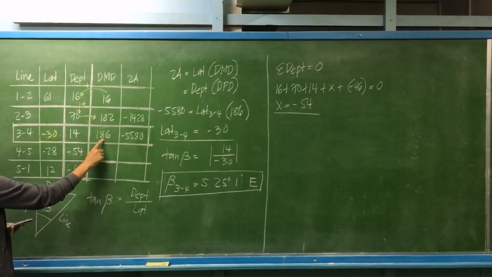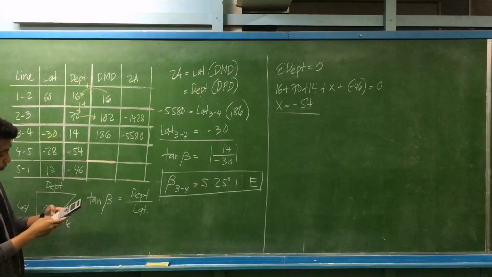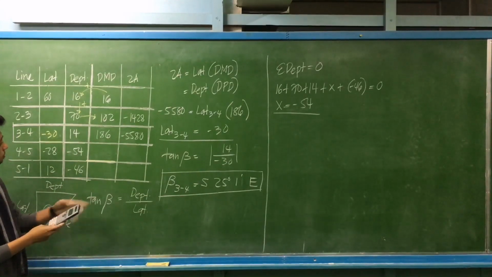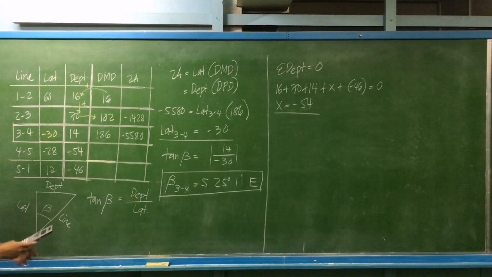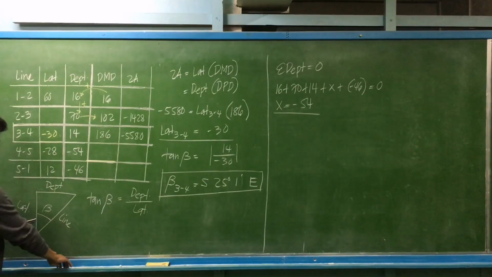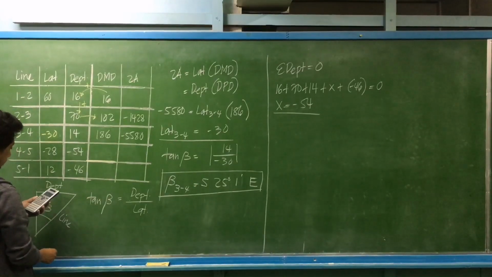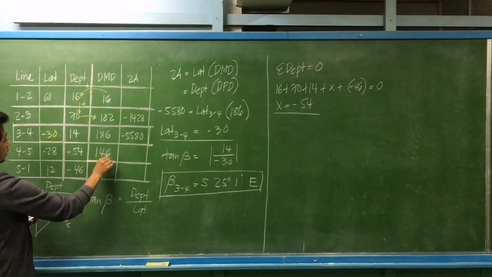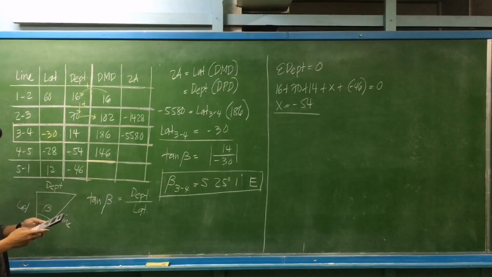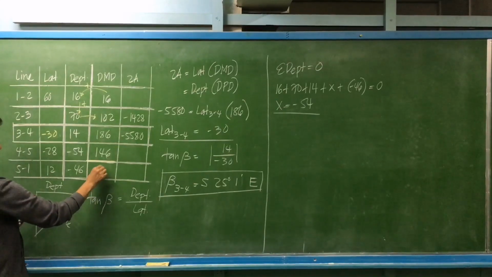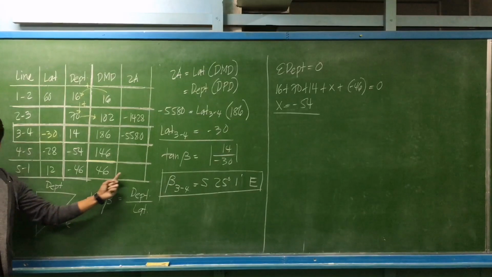Okay, then let's check if 186 comes out. 102 plus 70 plus 14 is obviously 186, which is given here. Next, 186 plus 14, then minus 54. So this is equal to 146. Let's repeat the process. 146 minus 54 minus 46, so it will be equal to positive 46. That is the check that what we did is correct.